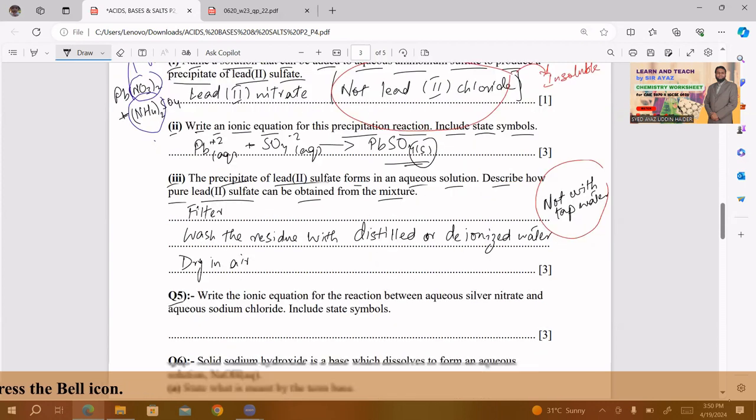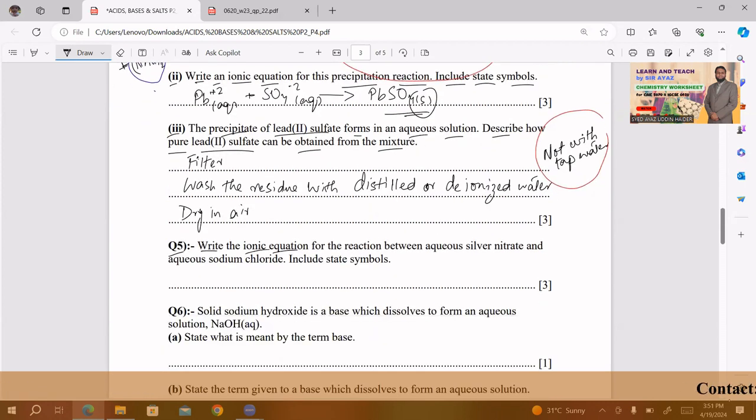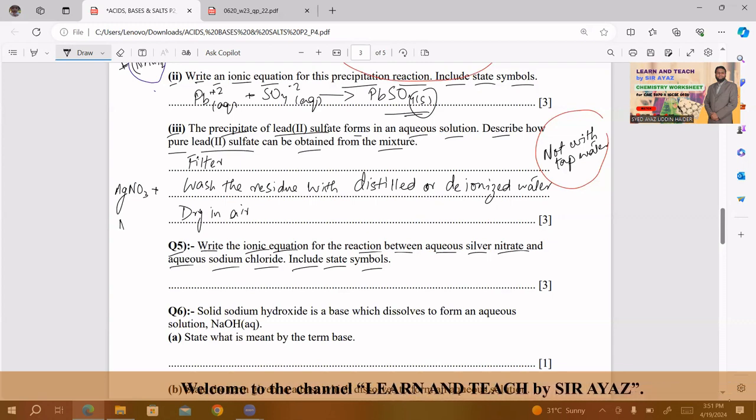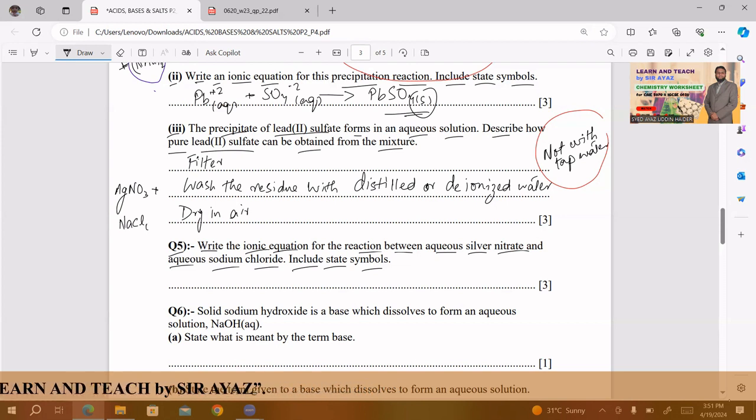Question number 5. Write the ionic equation for the reaction between aqueous silver nitrate and aqueous sodium chloride. Include state symbols. You should know the formula of silver nitrate. Silver nitrate is AgNO3. So I will write here AgNO3 plus aqueous sodium chloride, it's very easy, NaCl. Both of these exist in the aqueous state. Both of these are soluble salts.